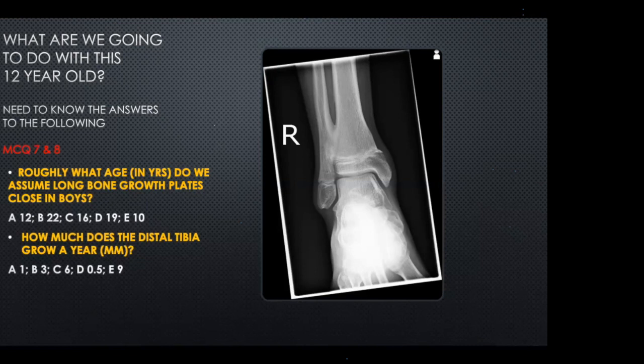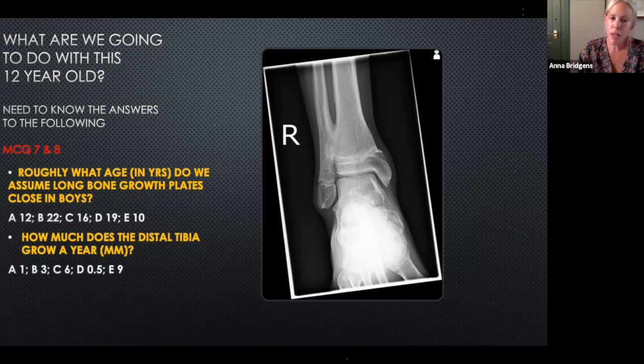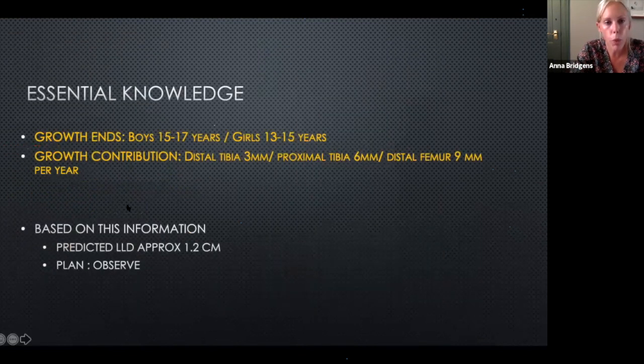And the commonest answer with 42% of the votes was 3. Perfect. Yes. So the distal tibia grows 3 millimeters, the proximal tibia 6, and the femur 9. So he's got about 1.2 centimeters left of growth. And I think based on that information, we can observe this boy, because he can manage that with a shoe raise. And it would be much more disastrous, I suppose, if it was his distal femur. But going forward, I have decided to manage this boy without an operation at present.